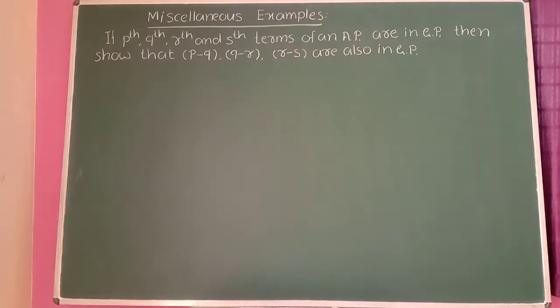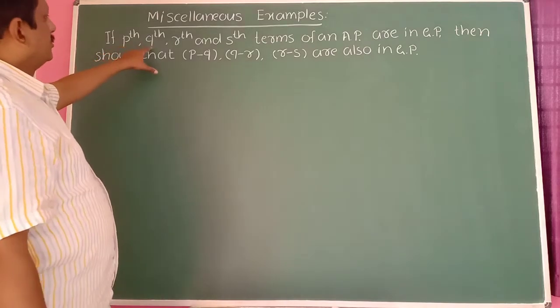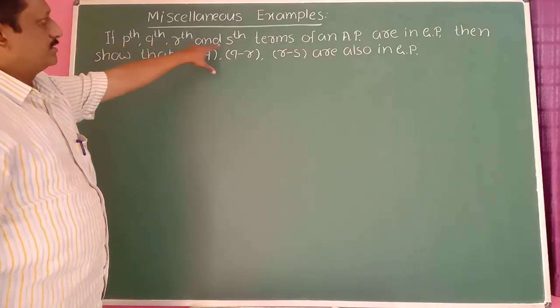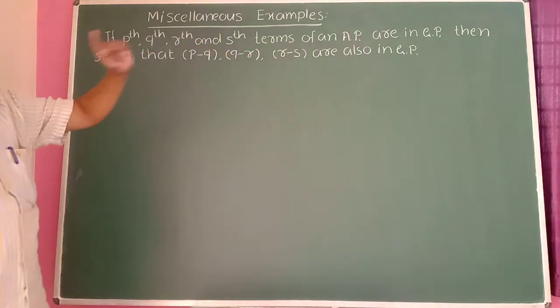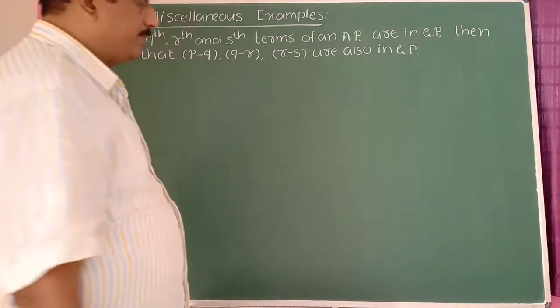If the pth, qth, rth and sth terms of an AP or GP are in GP, then show that p minus q, q minus r, r minus s are also in GP. So there are four terms here: the pth, qth, rth and sth terms of an AP are in GP. I am extending one example here.